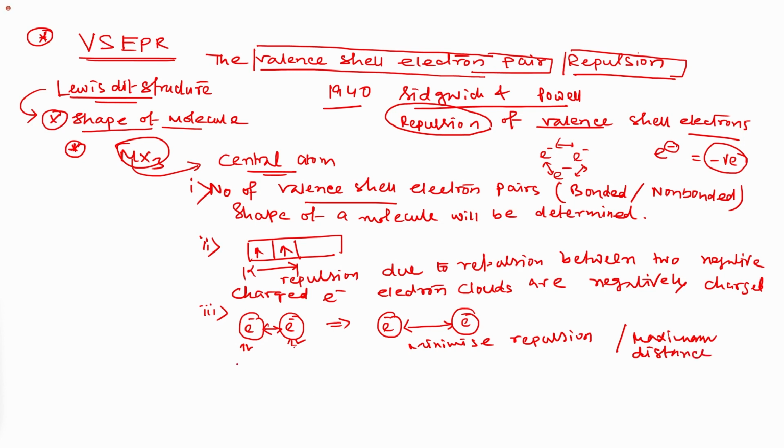But in that situation, if you see maximum repulsion and minimum distance, the two situations are different. In that situation, the distance between these two electron pairs is very, very less. That's why the repulsion will be very high. So due to this repulsion between these two electron pairs, the distance between the two electron pairs will be high. So that's why it is a maximum distance. When the distance is high, the repulsion between the two electron pairs will be minimum.